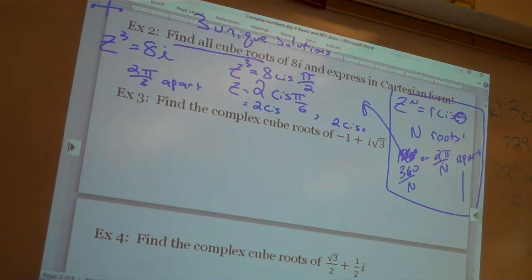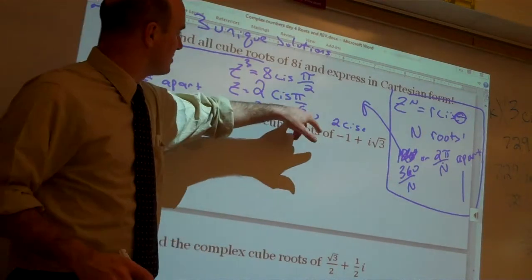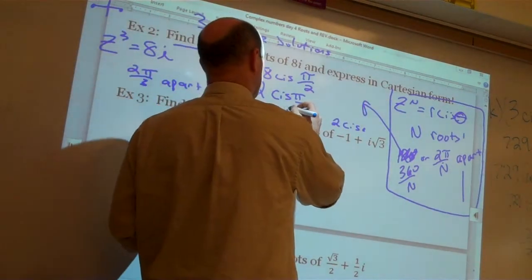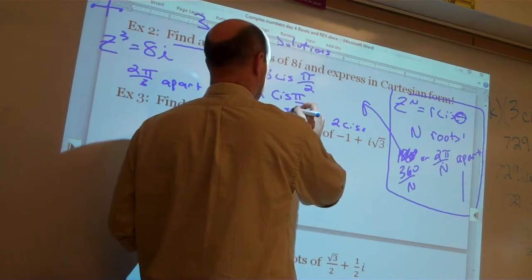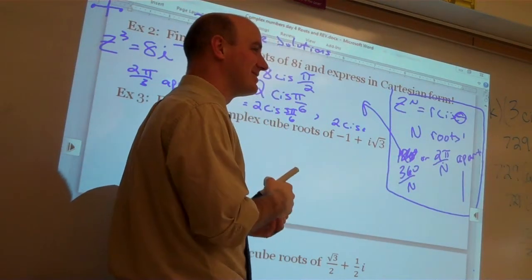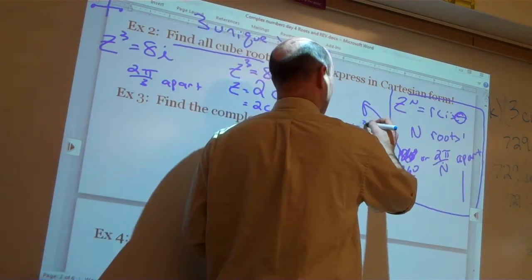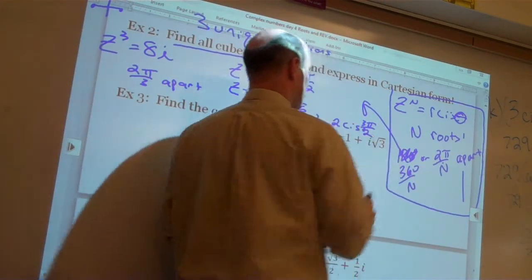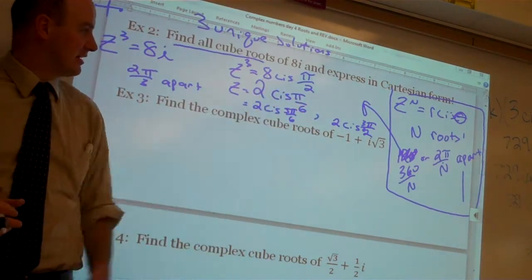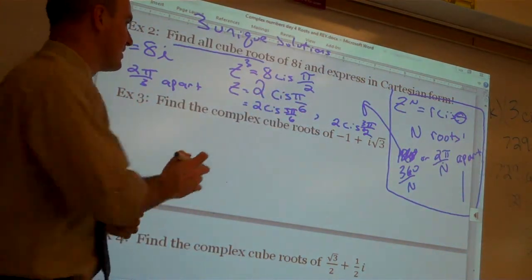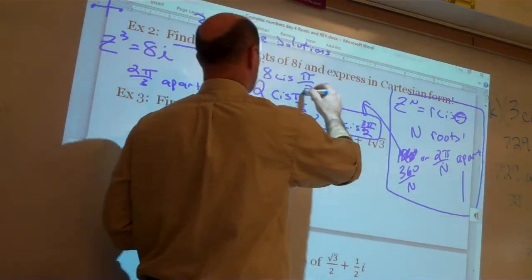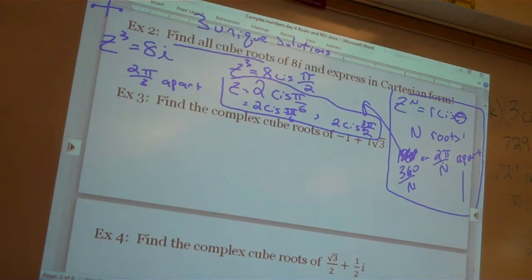So if I add 2 pi over 3 to this, Elizabeth, what would you get for the first one? Did you get the second one? Or the third one? The last one. Did you get that one too? 3 pi and 9 pi over 6, and that last one reduces as Elizabeth said. These are the three answers in polar form.